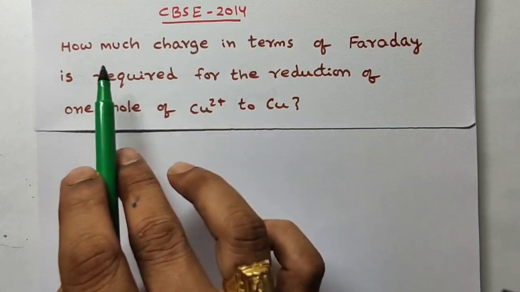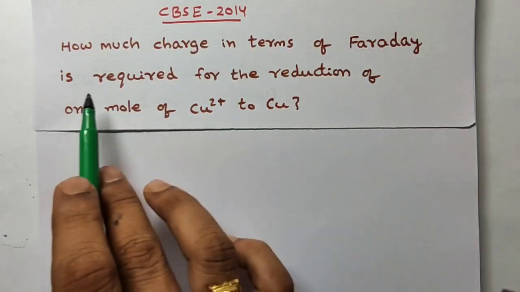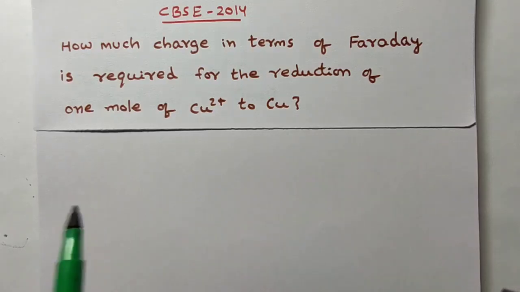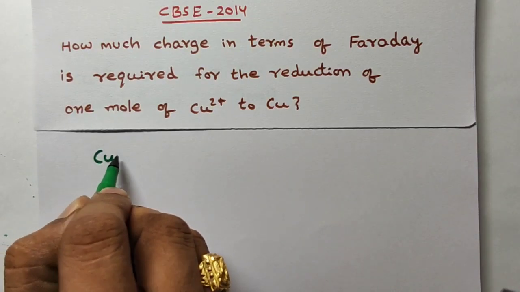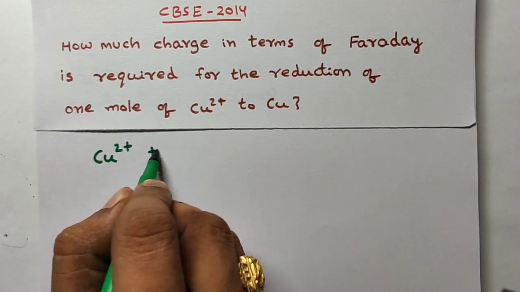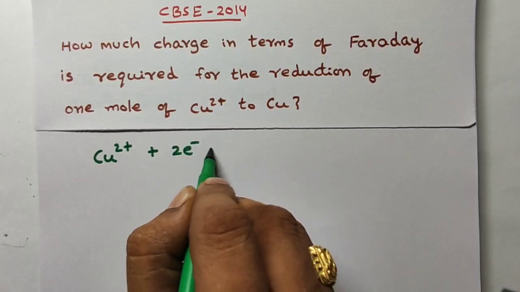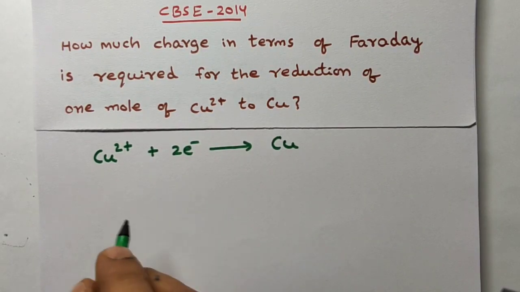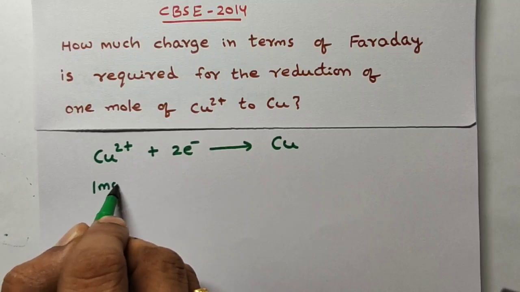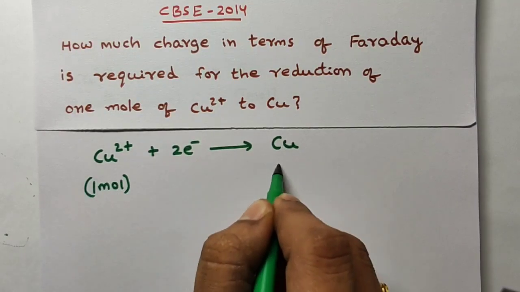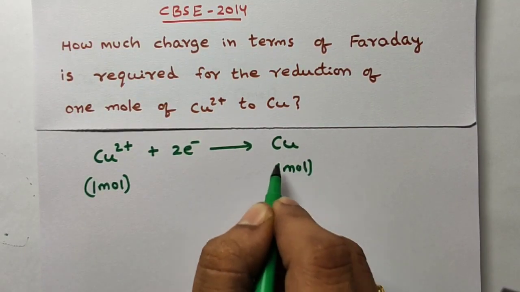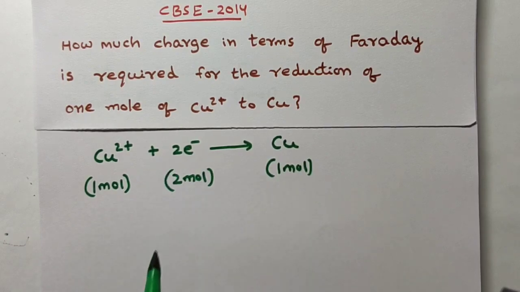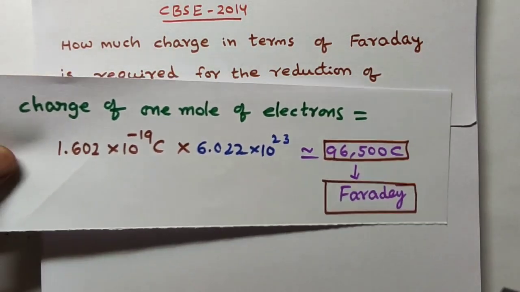CBSE 2014. How much charge in terms of Faraday is required for the reduction of 1 mole of Cu2+ to Cu? So here Cu2+ gains 2 electrons and is converted into Cu. So for the conversion of 1 mole of Cu2+ to 1 mole of Cu, we need how many moles of electrons? 2 moles of electrons.